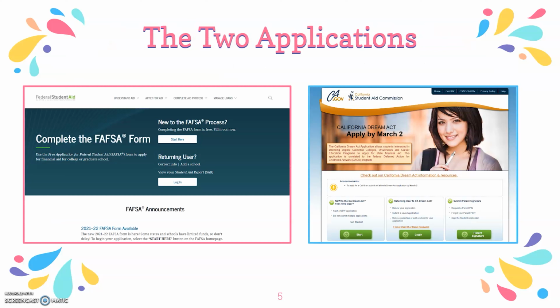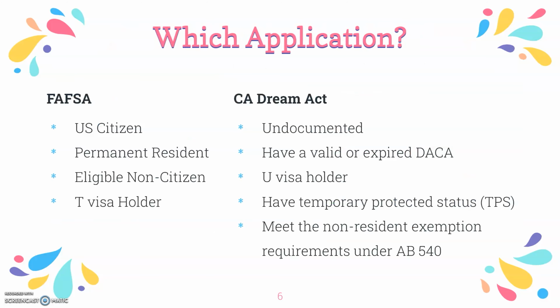Both applications ask the same information. Your citizenship status will determine which application you will complete. Students that are U.S. citizens, permanent residents, eligible non-citizens, or T visa holders will complete the FAFSA. Students that are undocumented, have a valid or expired DACA, are a U visa holder, have temporary protected status, or meet the non-resident exemption requirements under AB 540 will complete the California DREAM Act.